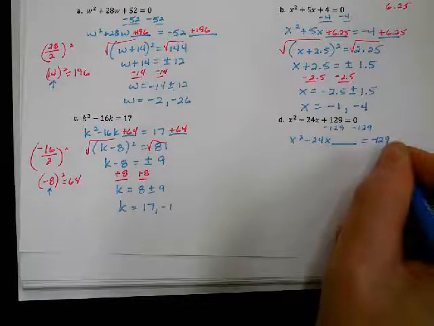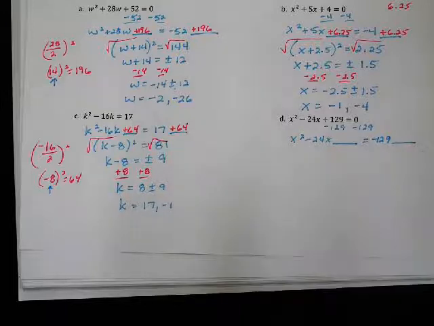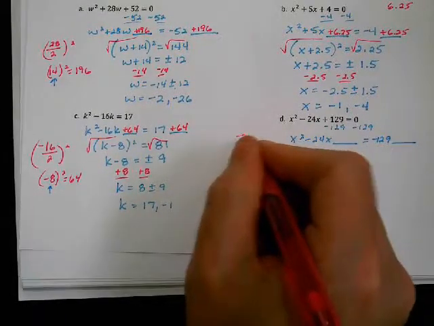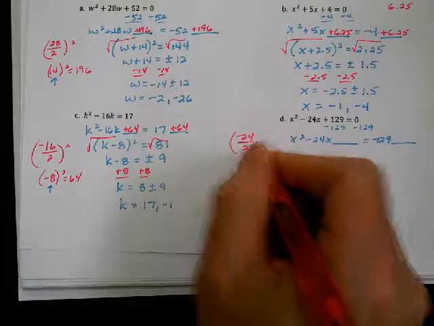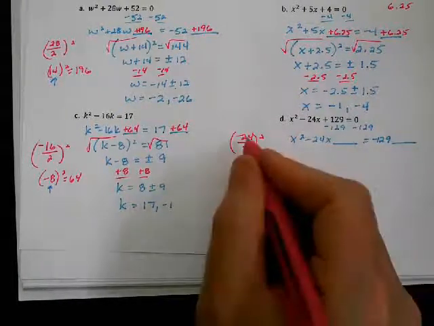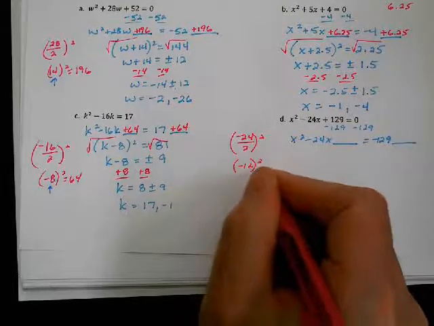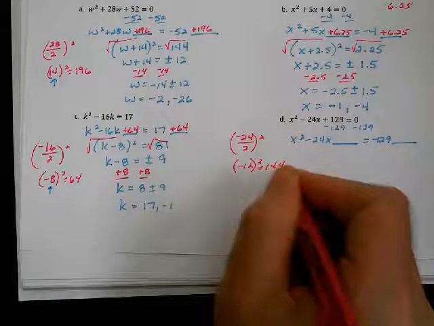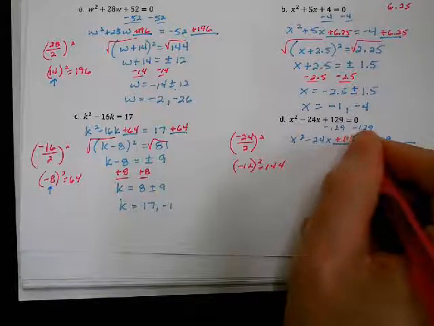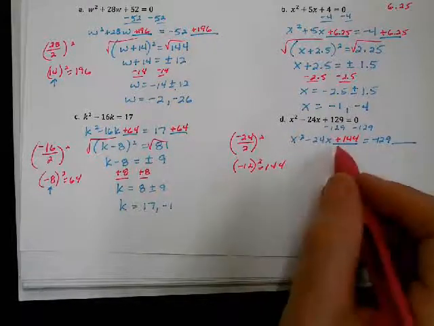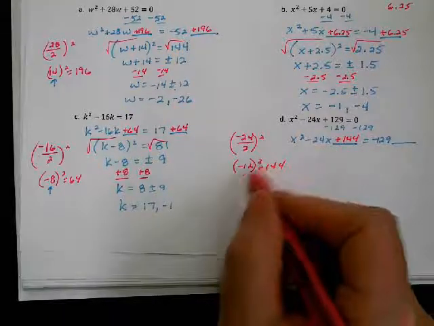Okay, so to find out which number I add to both sides, I take half of this number, so negative 24, cut it in half, and square it. So negative 24 cut in half is negative 12, and negative 12 squared is 144. So 144 is the number that I add to both sides. Now remember, we're always going to add a number to both sides. We're never going to subtract, because when we square it, no matter what, it's going to be positive over here.